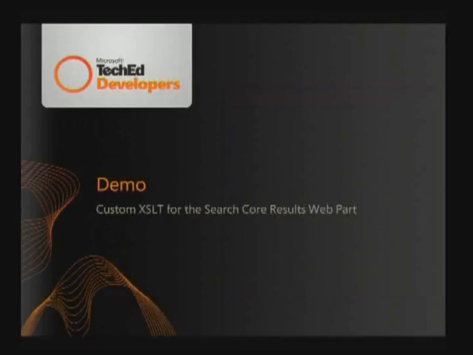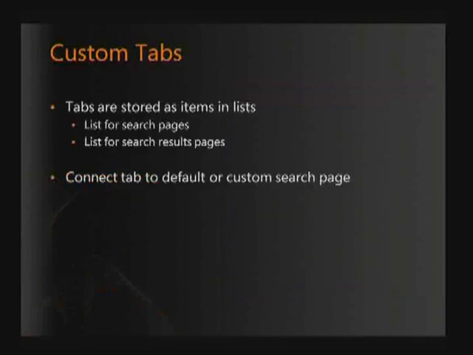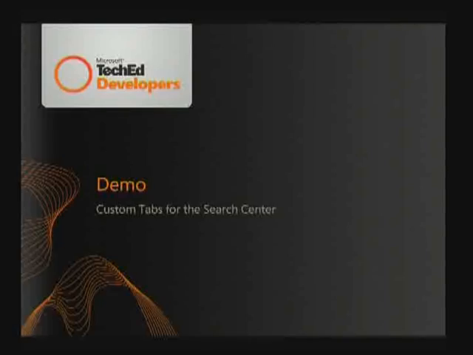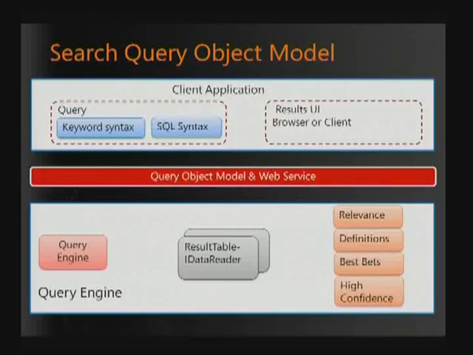All right. Okay, for custom tabs, there's not really something to say. You just create them in the lists and connect them to the search page you want to have displayed. You saw this. So let's move to the search query object model.